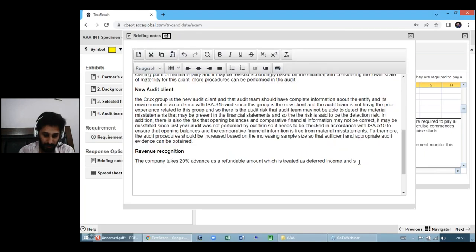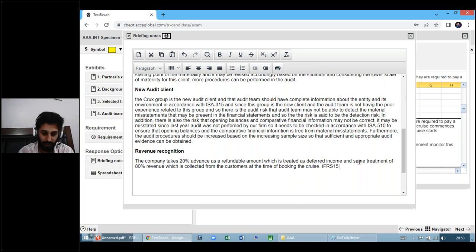And same treatment of 80% revenue, which is collected from the customers at the time of booking the cruise. Full stop.